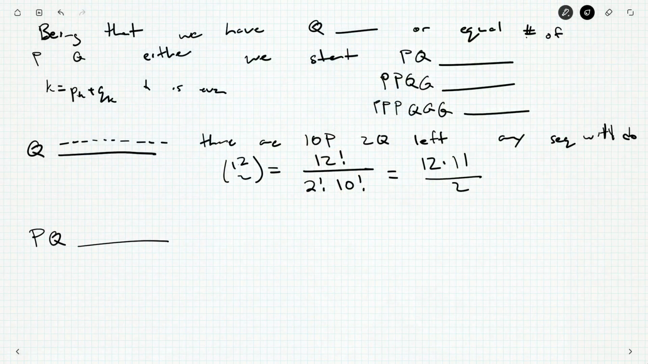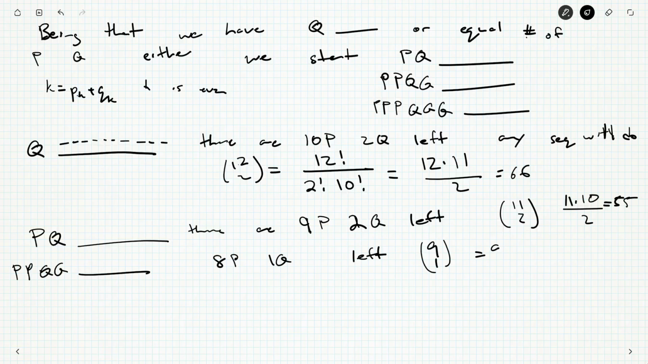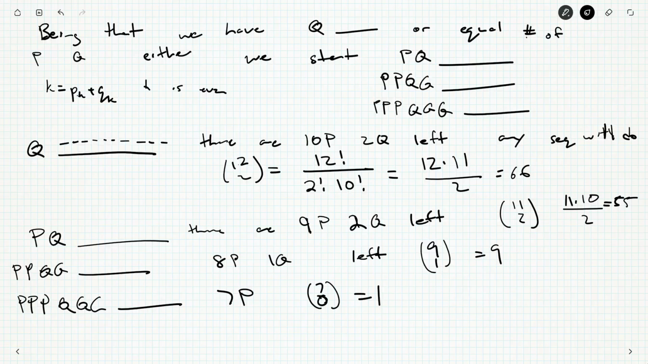So if I have PQ, there are 9 P's and 2 Q's left. And any sequence will do, so that's going to be 11 choose 2, 11 spots after the P and Q. So that'll be 11 times 10 over 2. So this one here is 66, this one here is 55. PPQQ, 8 P's and 1 Q left. It's technically 9 choose 1, but that's really just 9 ways to do this. PPPQQQ blah, so only 7 P's left, so that would technically be 7 choose 0 Q's. There's one way to do that.